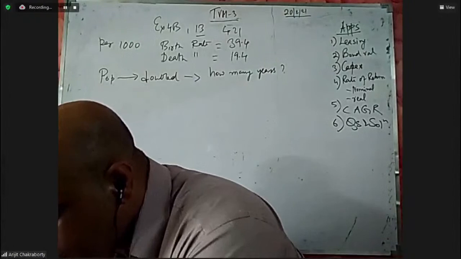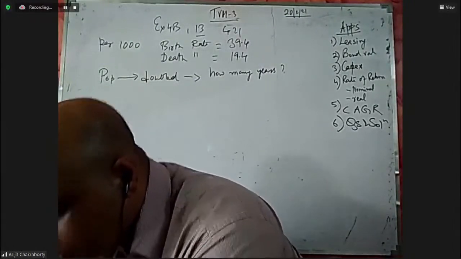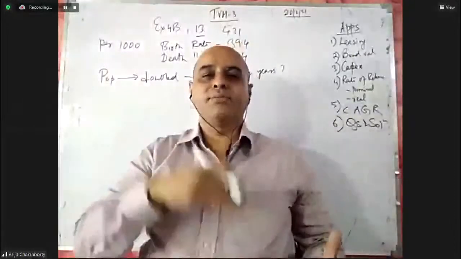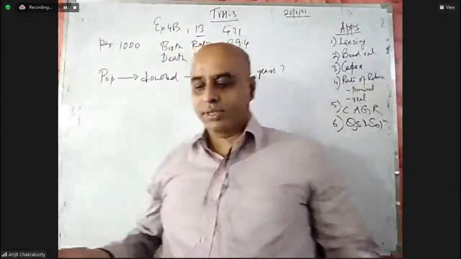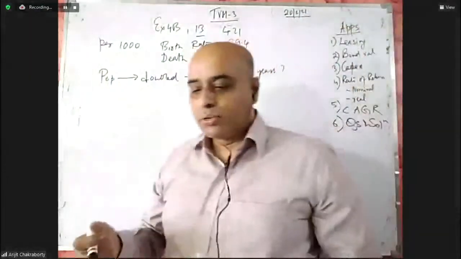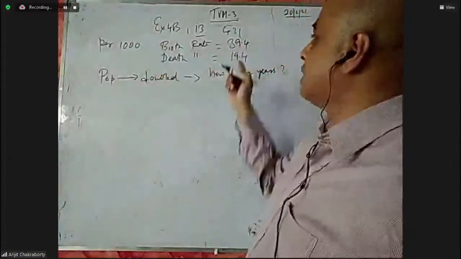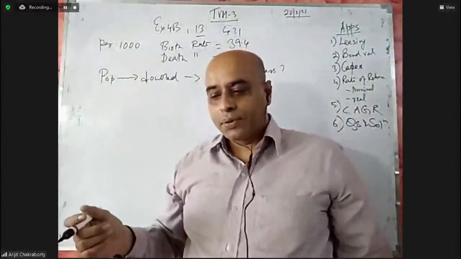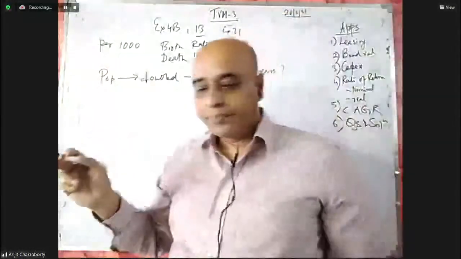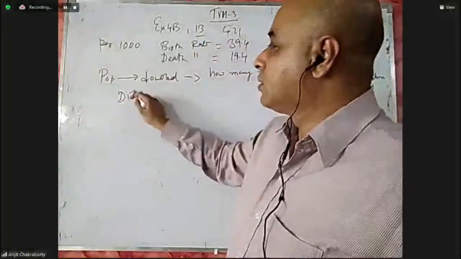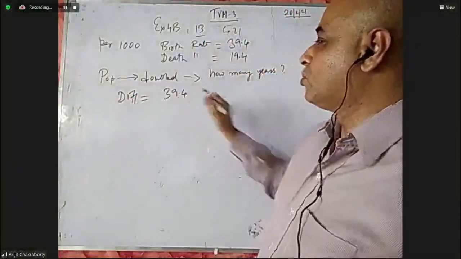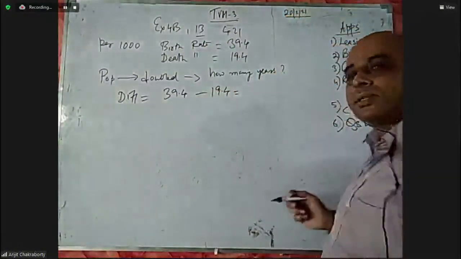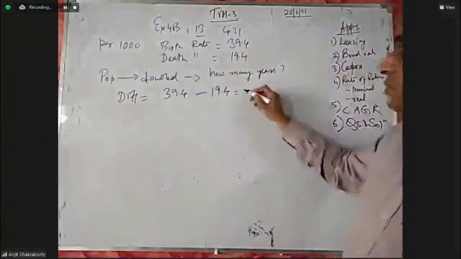Fine. Example 4B, 13 years. Many of you have said I'll do it. So what to do with this? We have the birth rate and we have the death rate. So birth minus death means the growth in the population, right? So per 1,000, 39.4 people are born and 19.4 people are dying. So the difference is 39.4, which is the birth rate, minus 19.4, which is the death rate. So 39.4 minus 19.4 gives you 20.